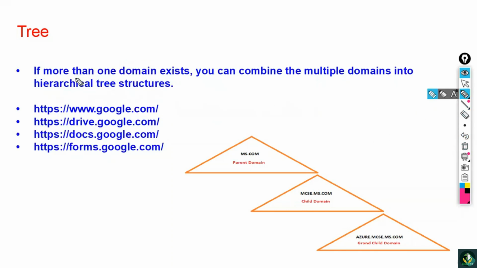So guys, if more than one domain exists, you can combine the multiple domains into a hierarchical tree structure. Let us take the example of Google. Google has google.com. They have Drive, Docs and Forms. And Google has created this hierarchy, drive.google.com. They have created a domain under google.com. Again, they have created one more domain, docs.google.com, forms.google.com. So this is how you are going to create the subdomains.